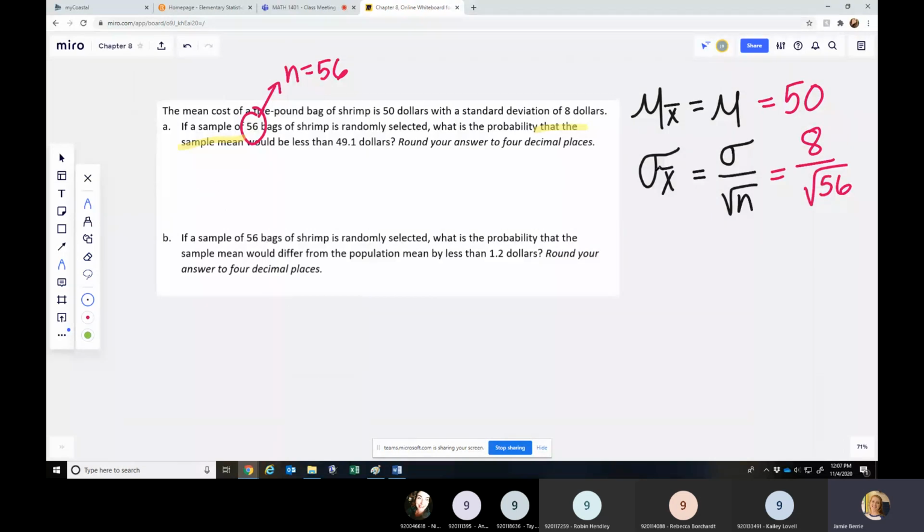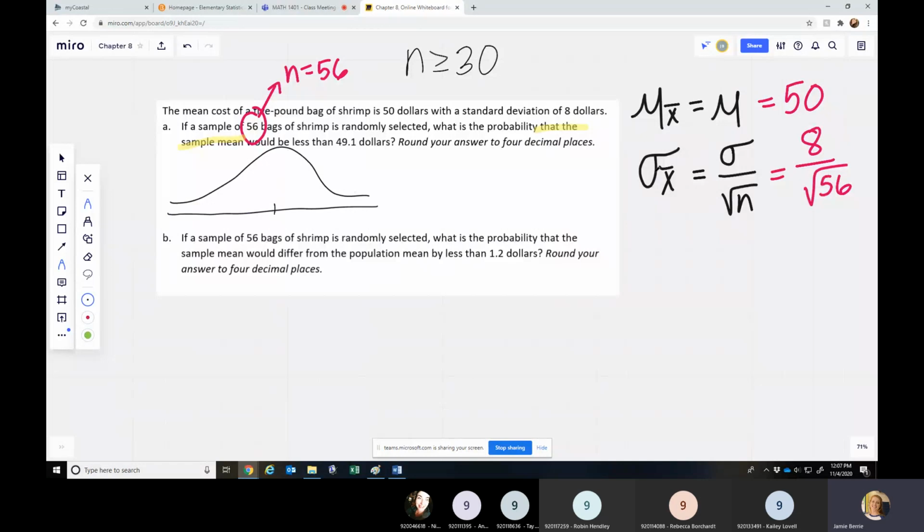We know from section 7.1 that the central limit theorem tells us that if our sample size is large enough, if you remember, the central limit theorem says the sample size has to be bigger than or equal to 30, then a normal distribution can approximate this probability. We can use the normal distribution to approximate this probability. So I'm going to draw my normal curve right here.